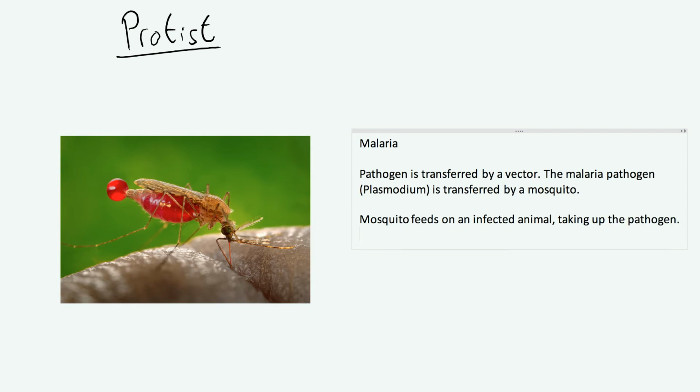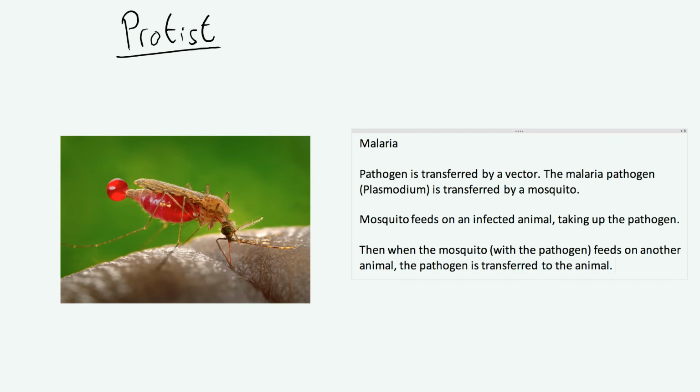Okay, then when the mosquito, with the pathogen, so it's already taken up the pathogen, feeds on another animal, the pathogen is transferred to the animal, right? So the mosquito is feeding on the blood. It's basically transferring this pathogen to the bloodstream of the animal, all right?